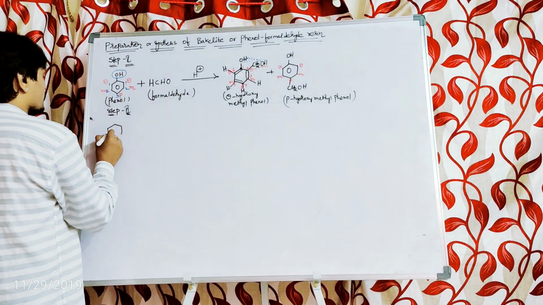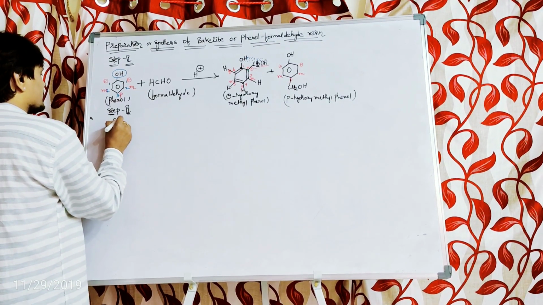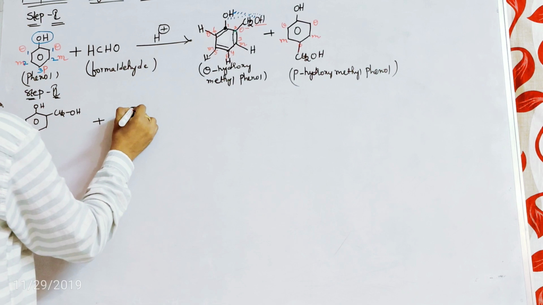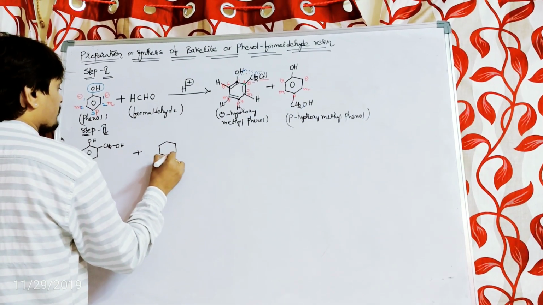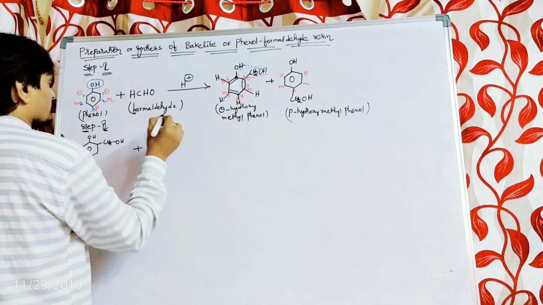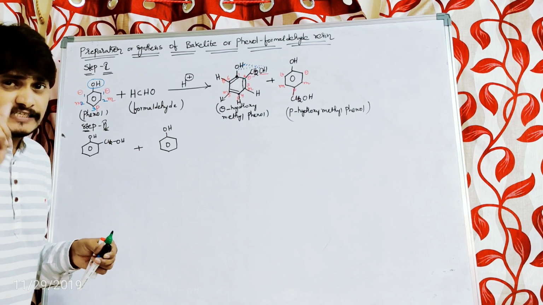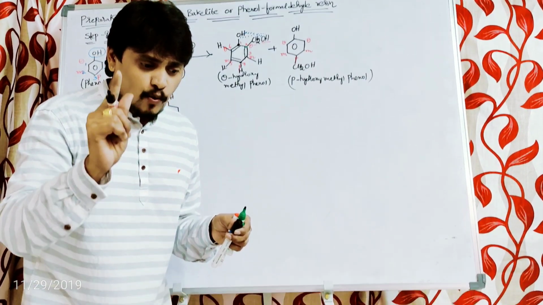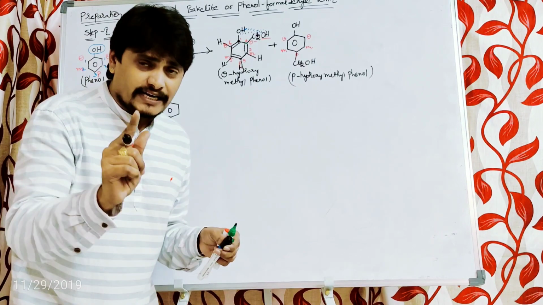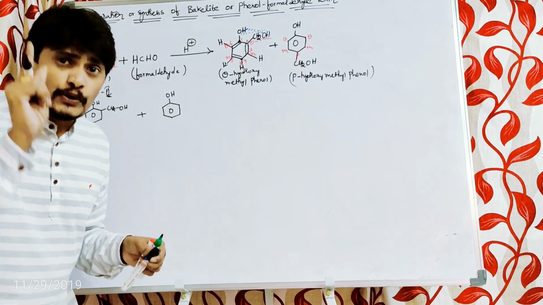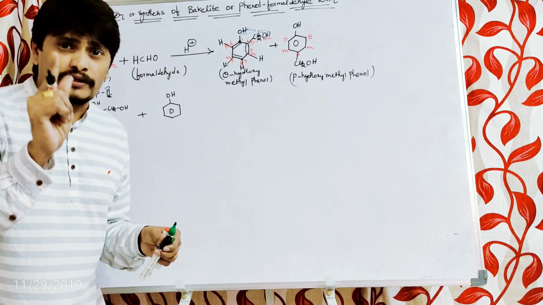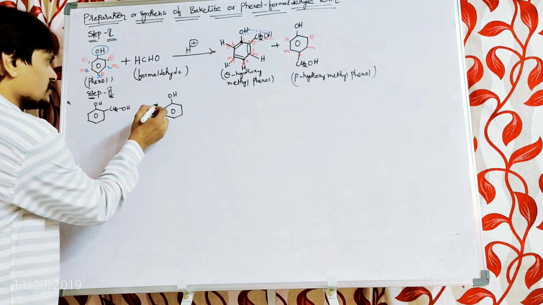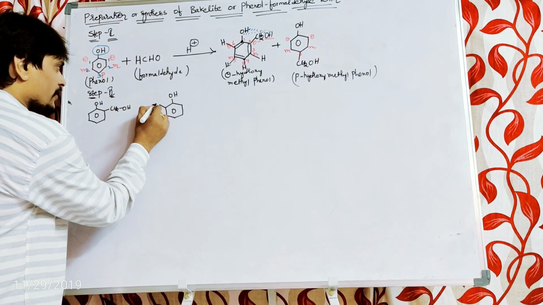So phenol, this orthohydroxymethyl phenol, which reacts with phenol. I have already clearly explained, students, that if there is any substituent on the carbon of the benzene nucleus, then there won't be any hydrogen on that particular carbon. But if there is no substituent on the carbon atom of the benzene nucleus, there will be hydrogens. So there is no substituent here, so the hydrogens will be attached.